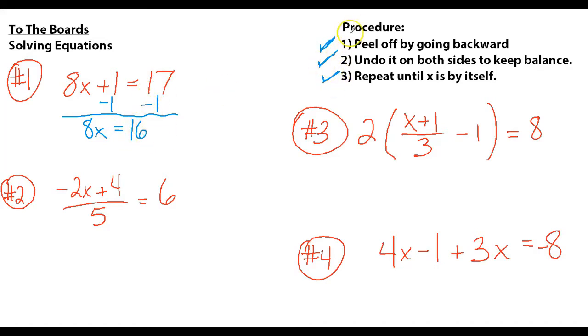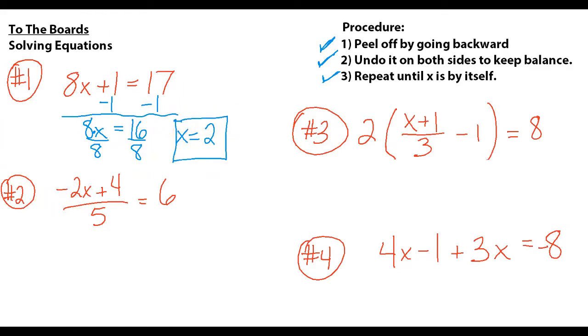Now let's repeat. What's the next part that we've got to get rid of? We need to undo the times by 8. So to undo times by 8, we're going to divide by 8 to both sides. When we do that, we get 16 divided by 8. 16 divided by 8 is 2. And notice the x's cancel out, just leaving us with x. So our answer is x equals 2.